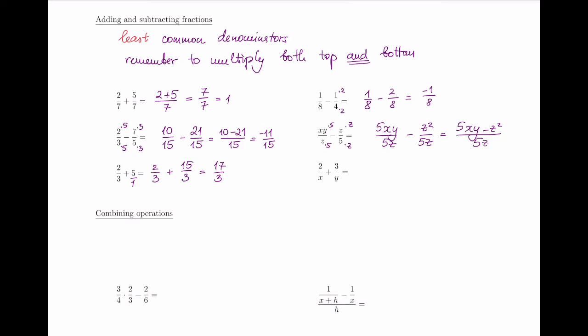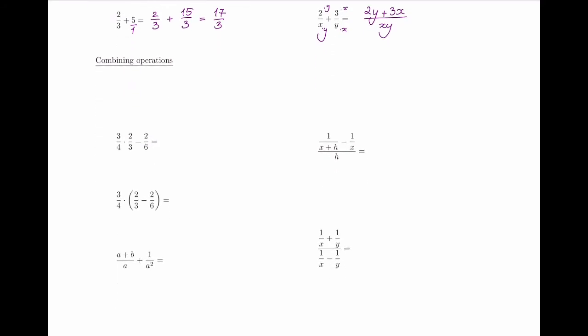Excellent. Similarly, you're going to see something like this here, where x and y, the denominators, have nothing in common. So you're going to have to multiply both pieces by the corresponding other denominator. So you don't have to worry here about trying to find the least common one. If they have nothing in common to begin with, then the least common denominator is simply the product of the two. All right, so let's see what happens when we try to combine these operations together.